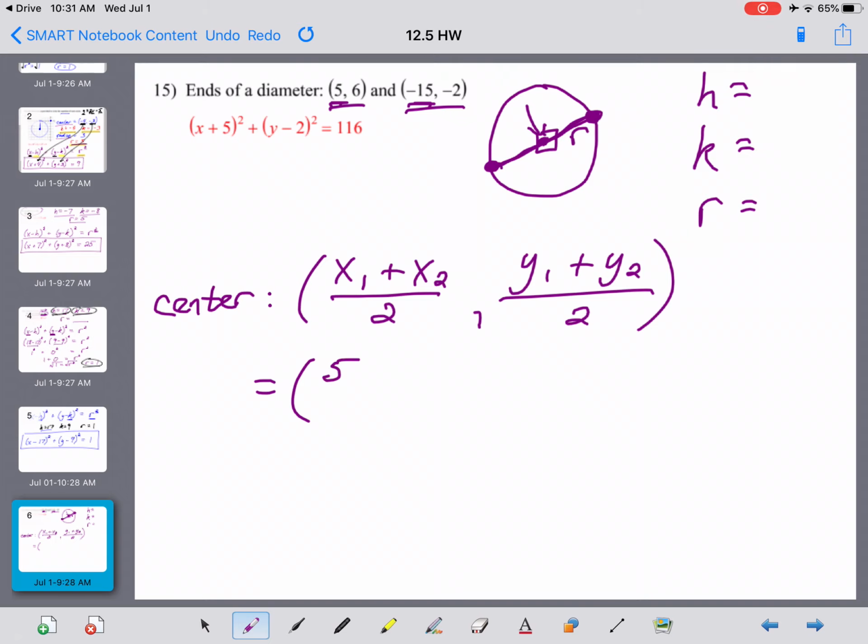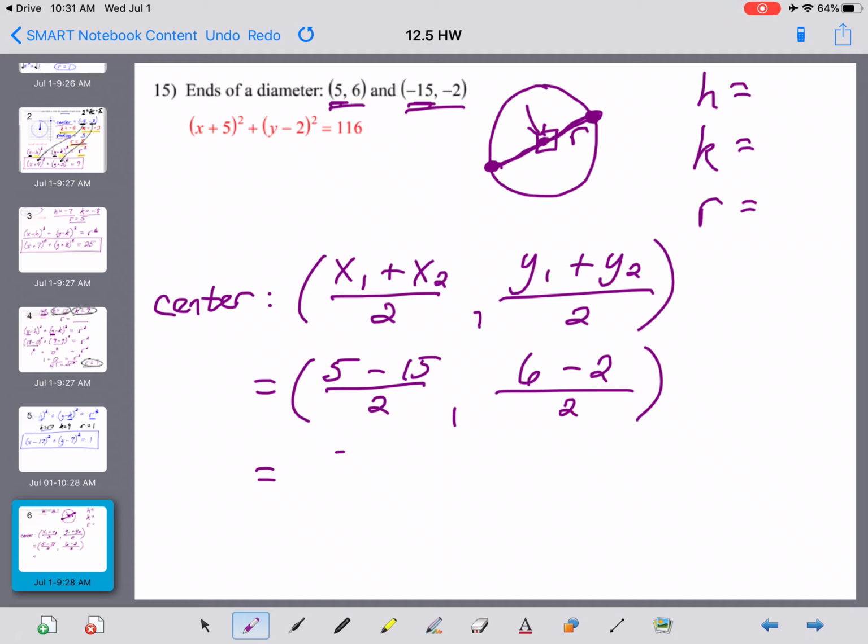So I'm really adding. This is really 5 plus negative 15, but we just write that as 5 minus 15 all over 2. Comma, and now the same thing for the y's. We add the y-coordinates together, which are a 6 plus a negative 2, so that's a minus 2, and divide that all by 2 as well.